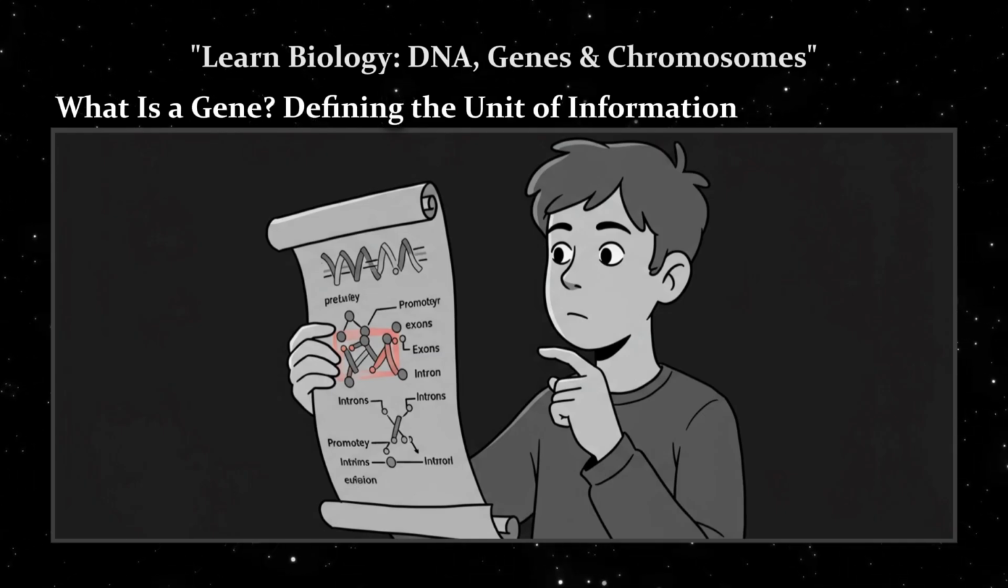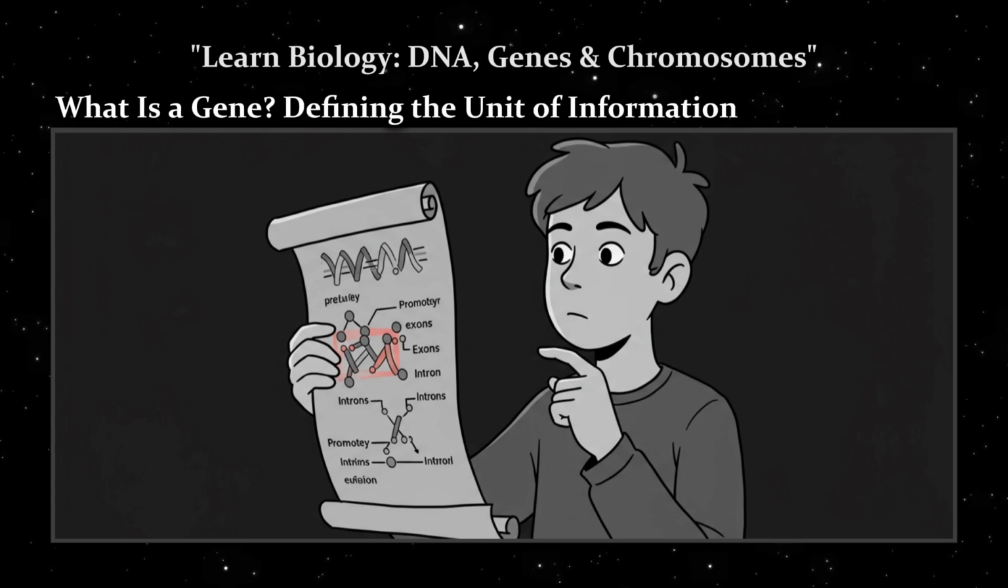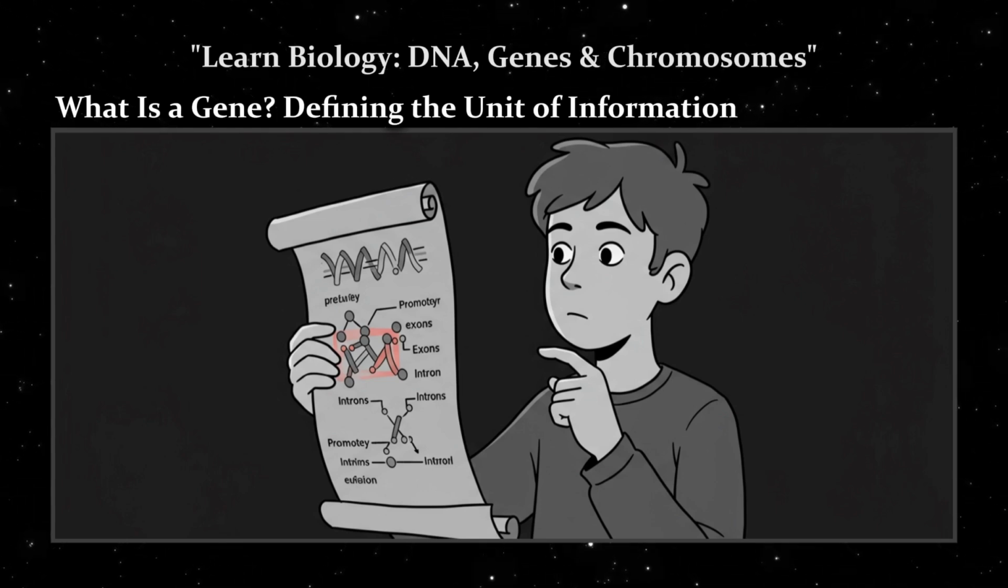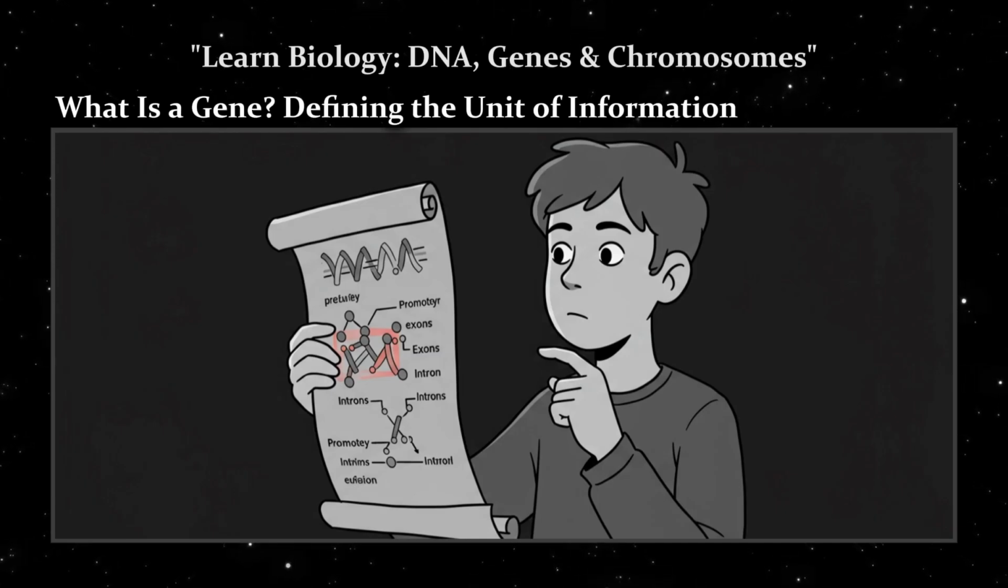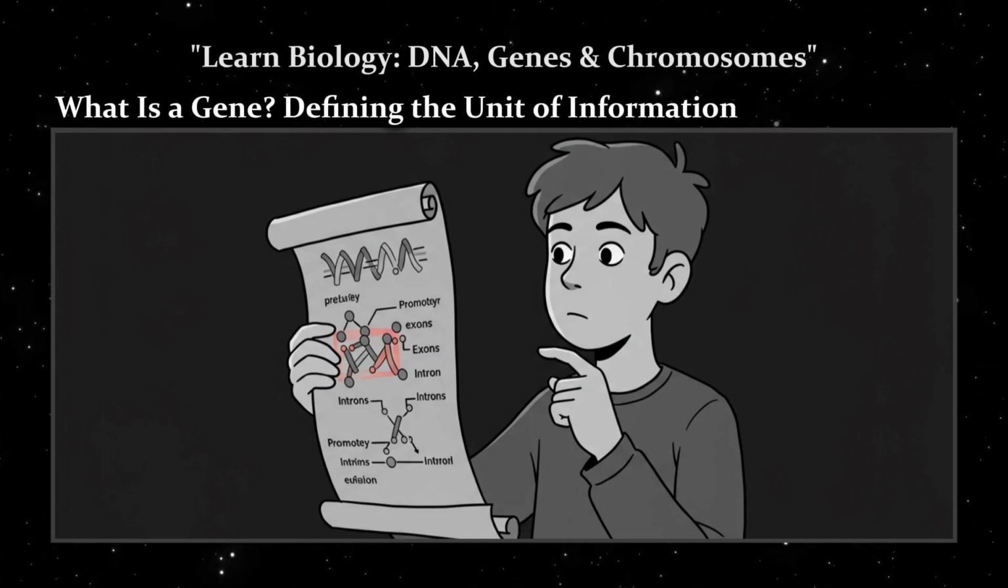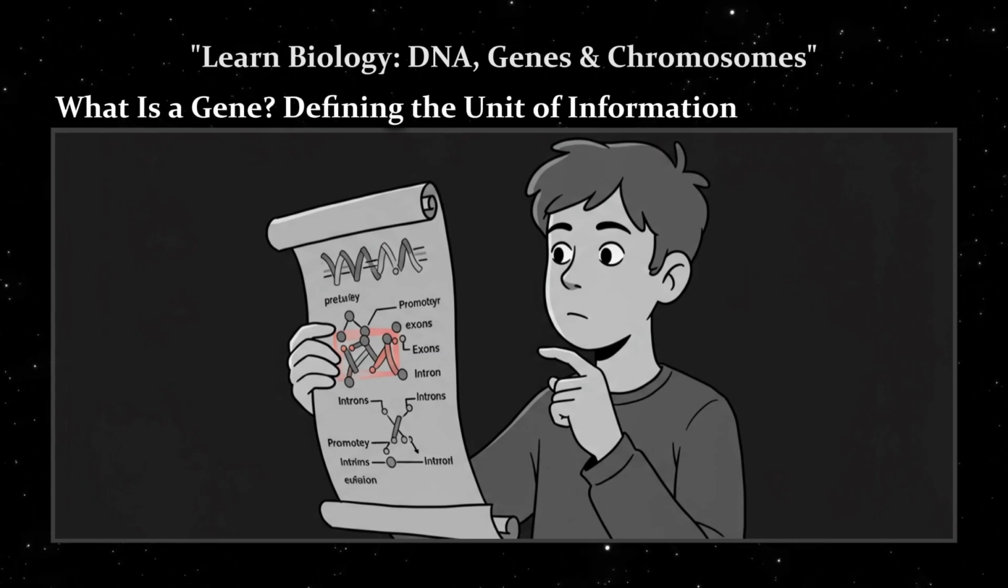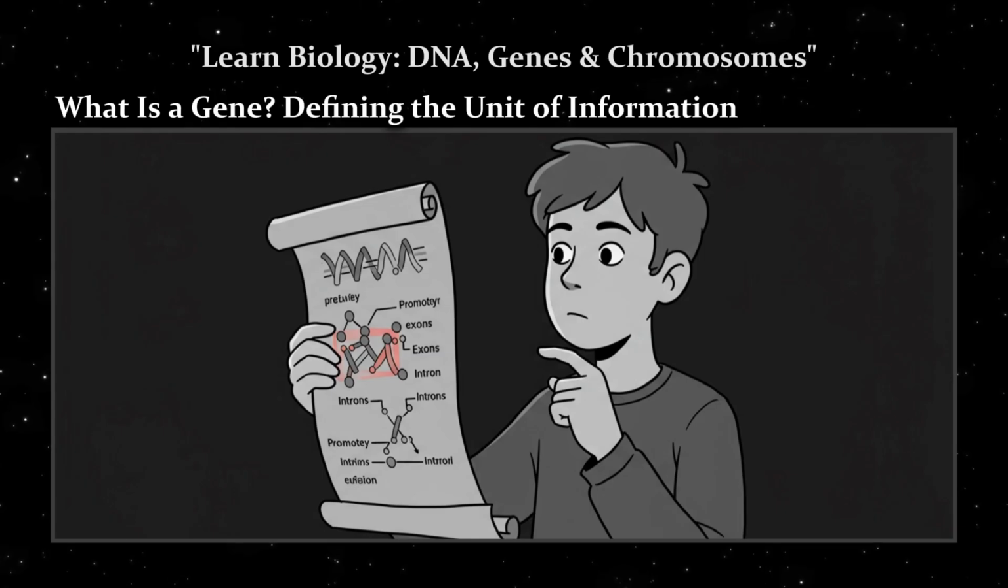This definition, while historically important, is insufficient for a molecular biologist. The trait of purple flower color, for example, is a very high-level outcome. It is the end result of a complex chemical pathway run by multiple enzymes, which are themselves built by multiple recipes.